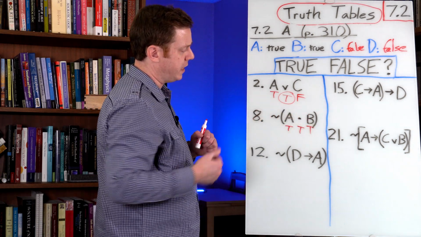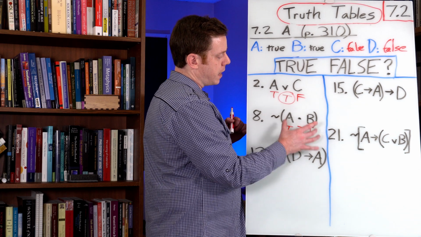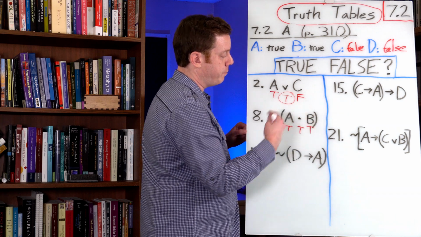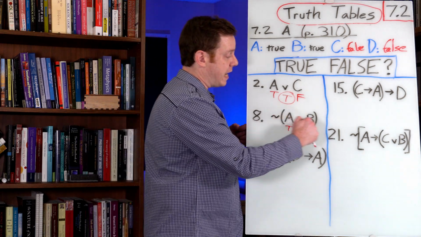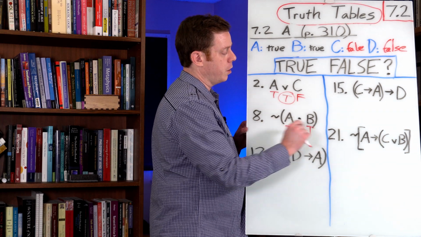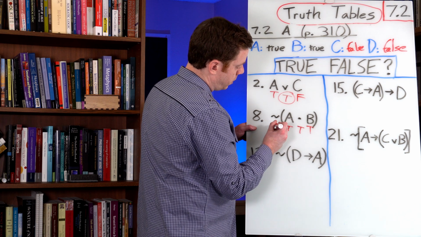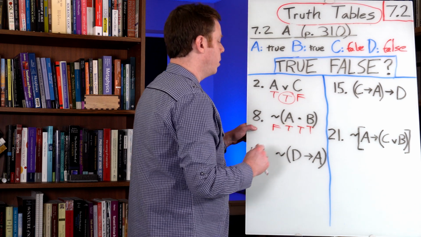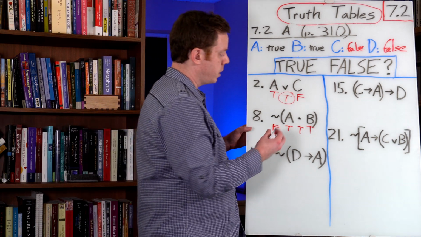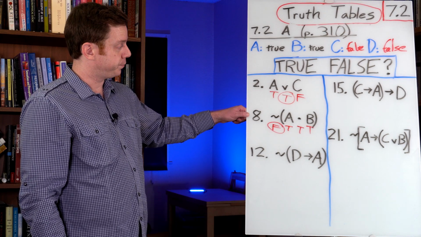Because the whole statement is a negation, right? It's the negation of everything in parentheses. Well, what's in parentheses? A and B. Now we've determined that A and B, that statement, is true. So the negation of something true is going to be false, right? If you make a statement that's true, and you deny the statement, then your denial is going to be false. So our whole statement comes out false.